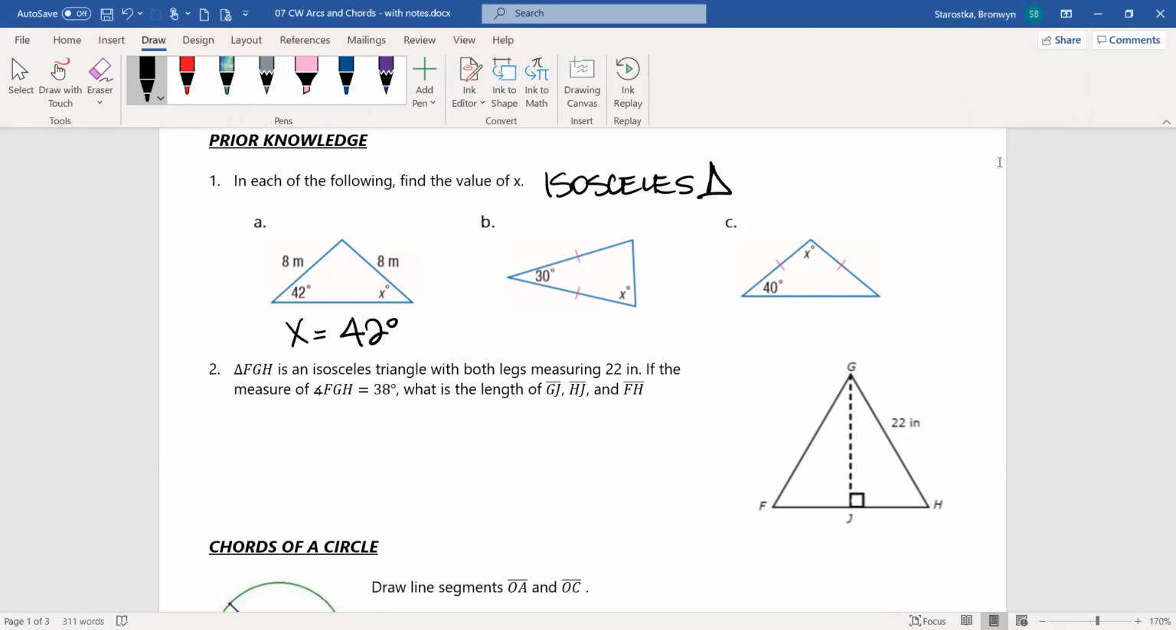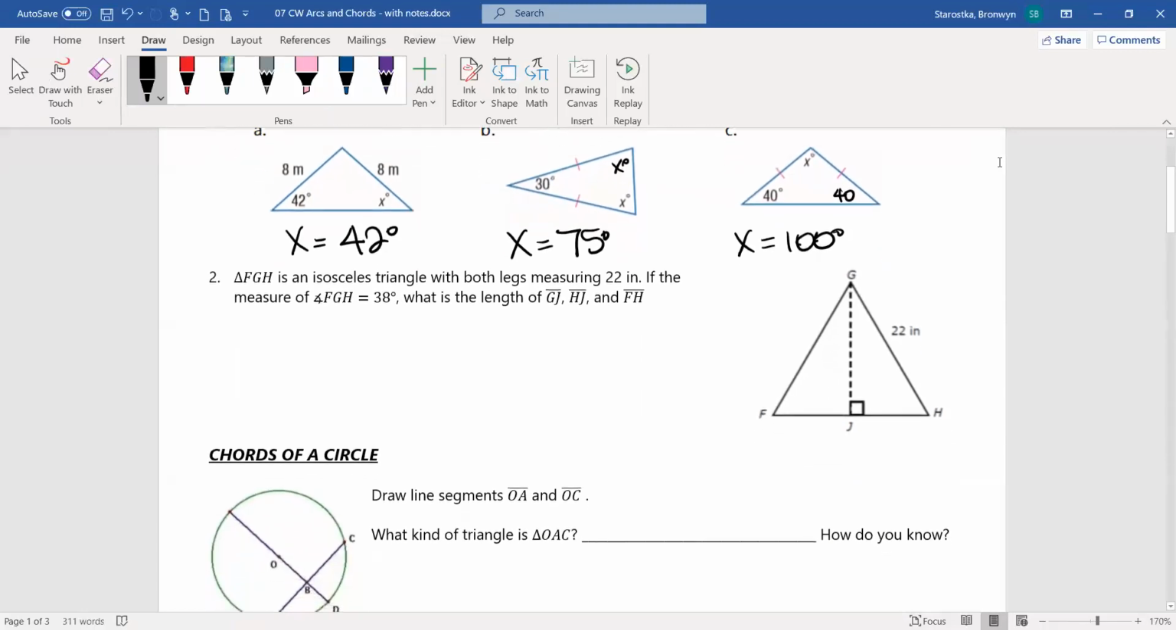In B, we're going to look at that vertex angle of 30 degrees. 180 take away 30 is 150, and 150 divided by 2, each x would have to equal 75 degrees. And same idea, if one base angle is 40, the other base angle is 40, that makes 80, which means x has to equal 100 degrees.